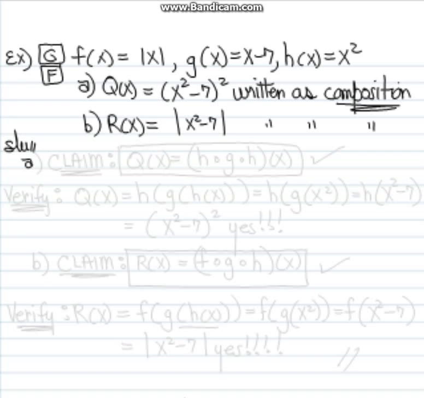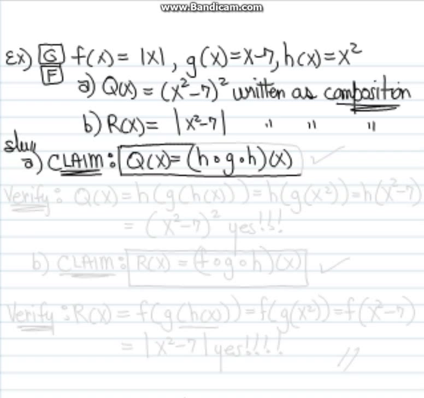So, solution part A, the claim. I'm going to make a very bold claim. I claim by just inspection that q of x is equal to h composed with g composed with h of x. And I'm going to have to verify that this is true. I propose that that's my answer. I did that by just looking at the function and the given functions. And I really believe that if I compose them this way, it's going to give me (x squared minus 7) squared.